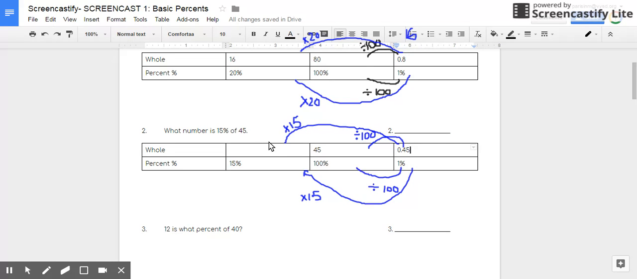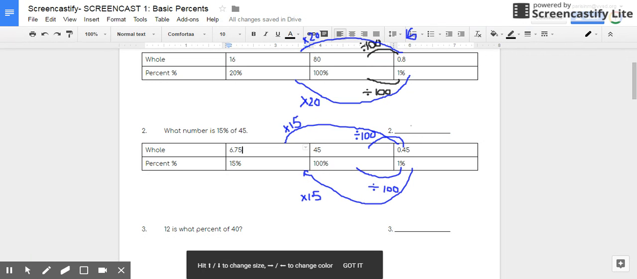So then we have 45 hundredths times 15, which is going to give us 6.75, or we can say 6 and 75 hundredths. So to answer our question, what number is 15% of 45? Well, 6 and 75 hundredths will be our answer, and then we can write it on our line. So 6 and 75 hundredths.